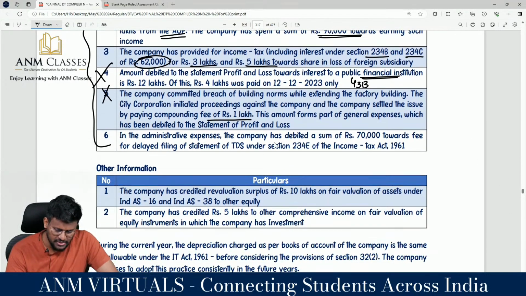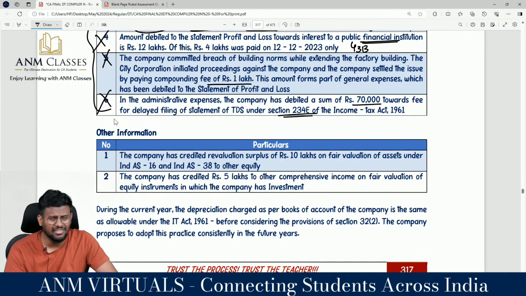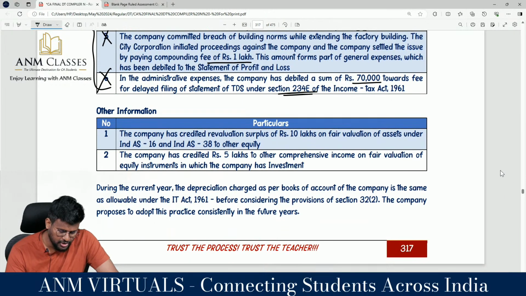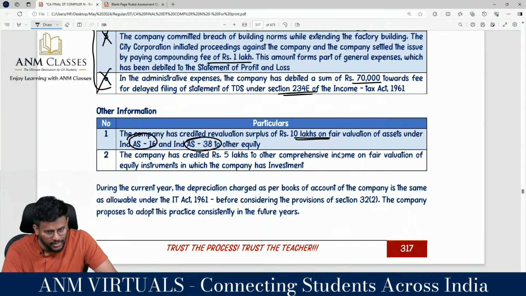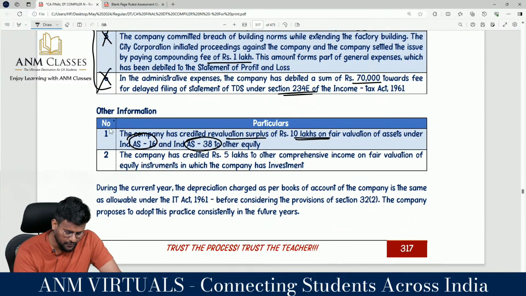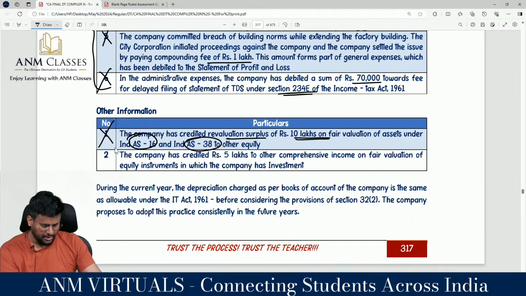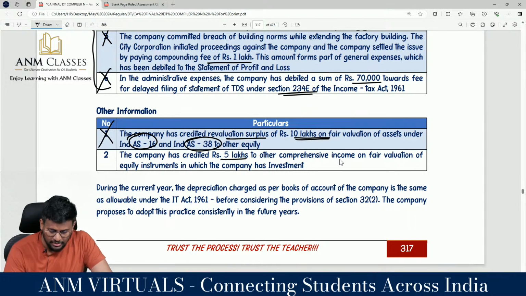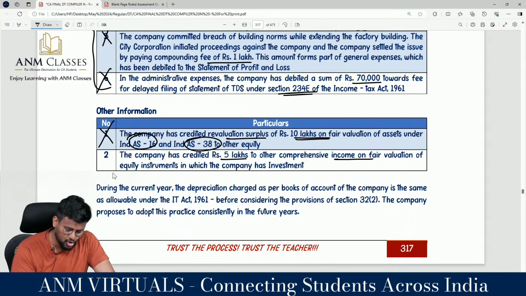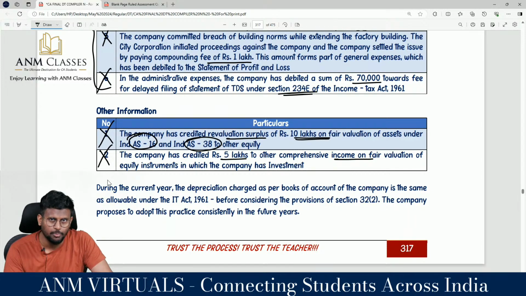In the administrative expenses, company has debited 70,000 towards fees for delayed filing of statement of TDS under 234E of the Income Tax Act. Nothing to do with the MAT provision. Other information, company has credited revaluation surplus of 10 lakh on fair valuation of asset under Ind AS 16 and Ind AS 38 to other equity. So, revaluation surplus of asset we will not adjust year by year, we will adjust at the time of final. Company has credited rupees 5 lakh to other comprehensive income on fair valuation of equity instrument in which company has investment. Both should be ignored, basically no adjustment from the MAT, Ind AS MAT.